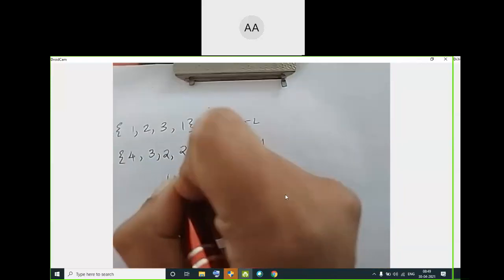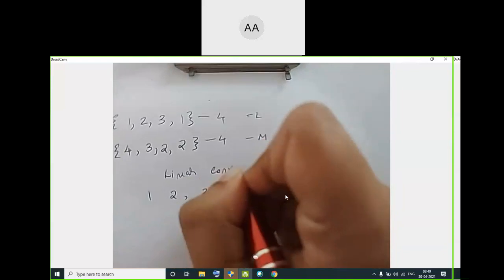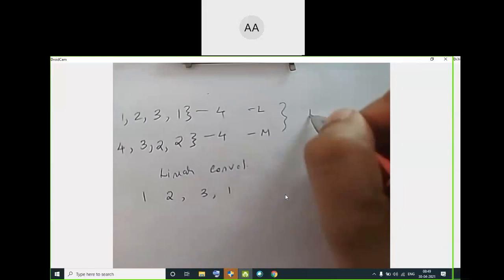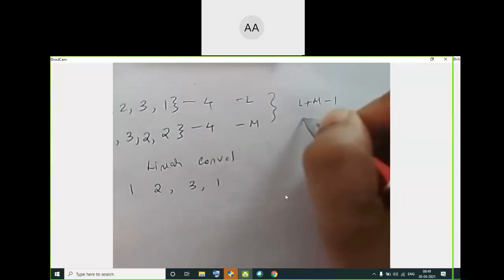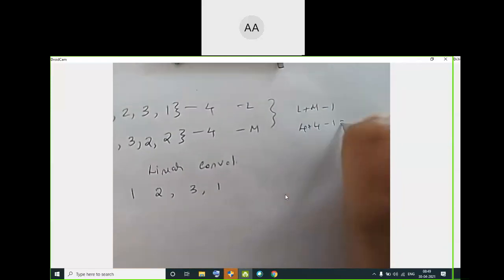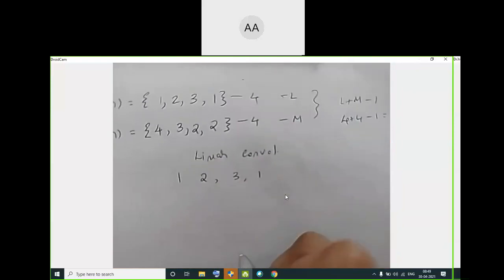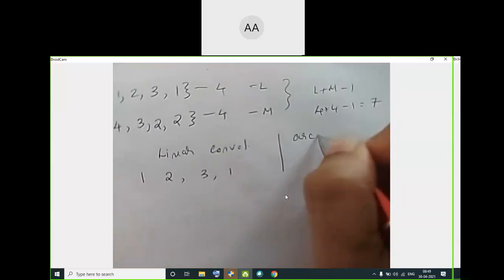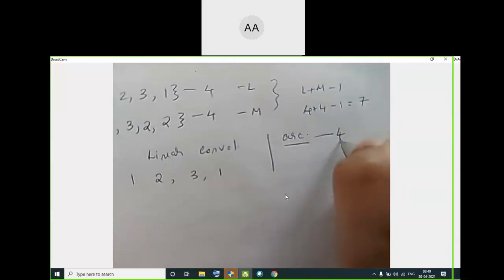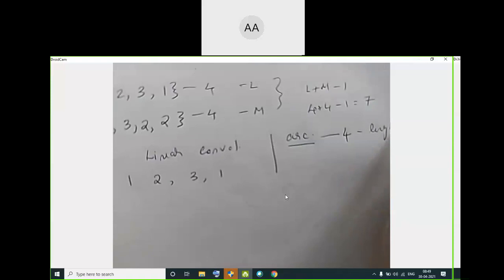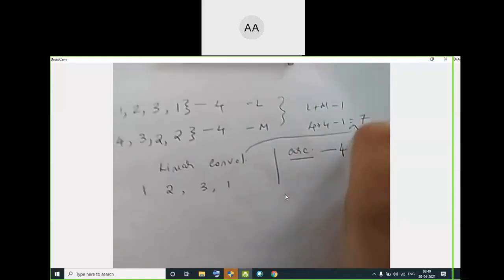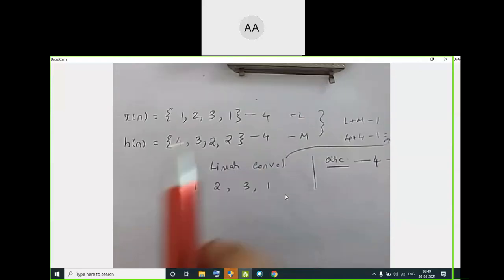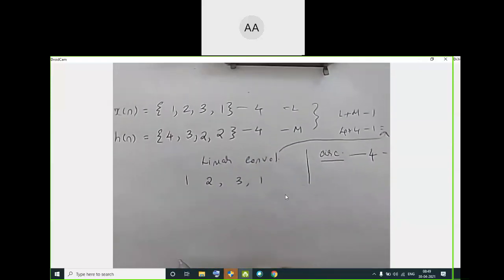How do you do linear convolution? The length of the sequence will be L plus M minus 1, that is 4 plus 4, 8, minus 1, that is 7, will be the length of the linear convolution. Whereas in circular convolution, the length will be 4 itself. This is the difference. Circular convolution is always a modulo operation. Are all of you getting this?